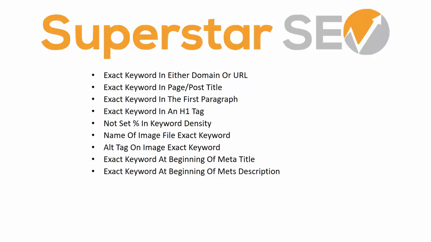The first thing you want to do is make sure you have the exact keyword in either your domain or your URL. You want to have your exact keyword in the title, whether it's a post or a page. You're going to have the exact keyword in the first paragraph of your post. Sometimes Yoast is going to complain and say it's not there even when it is, but that's okay. If you know it's there, it's there. Don't worry about what the tool tells you. Just use your common sense. You want to have the exact keyword in at least one H1 tag.